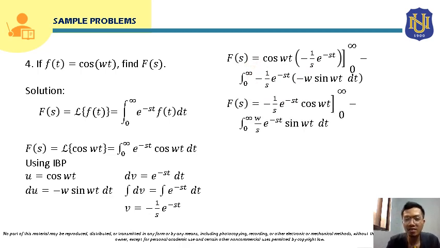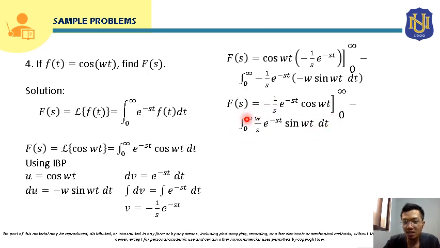Simplifying this, the first term will be negative 1 over s e raised to negative st times cosine wt, evaluated from 0 to infinity. Minus the integral of, simplifying, negative times negative will be positive, so this will be w over s times e raised to negative st times sine wt dt. We can simplify this further.